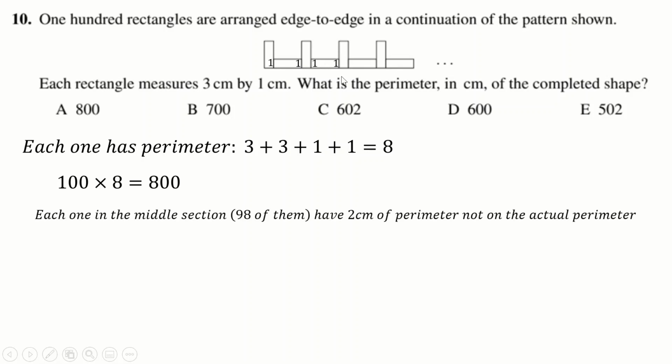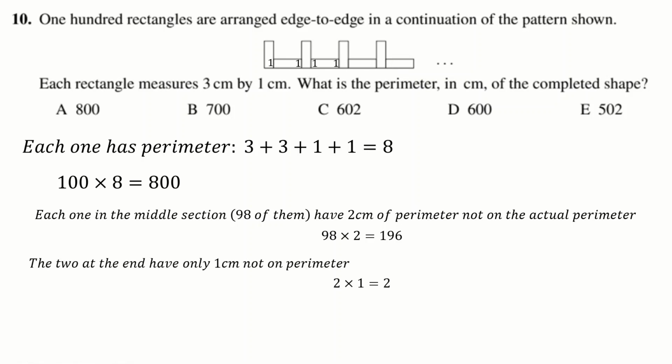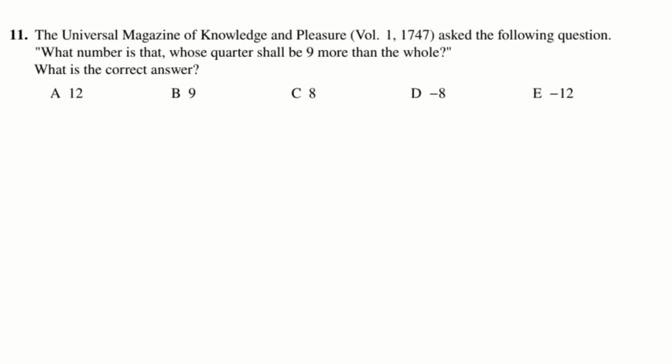So all the 98 in the middle that aren't the two end blocks, they all lose two perimeter that aren't actually part of it. So you take away 2 times 98. But also, the very end pieces, this one and we'll just say this one, just lose one perimeter. Right? So we also need to take away 2 times 1. And so we do 800, take away 196, take away 2, and we get 602. There are probably other ways to think about that, but that's just the way that I did it. Question number 11. So I set up algebra here. So what number? So let's just call that number x, whose quarter.